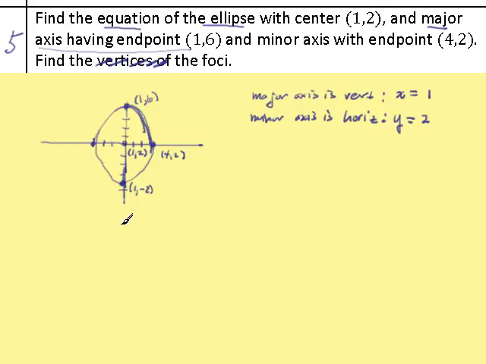All right, let's write down our little equation. A vertical ellipse is of this form. We put B underneath the x.